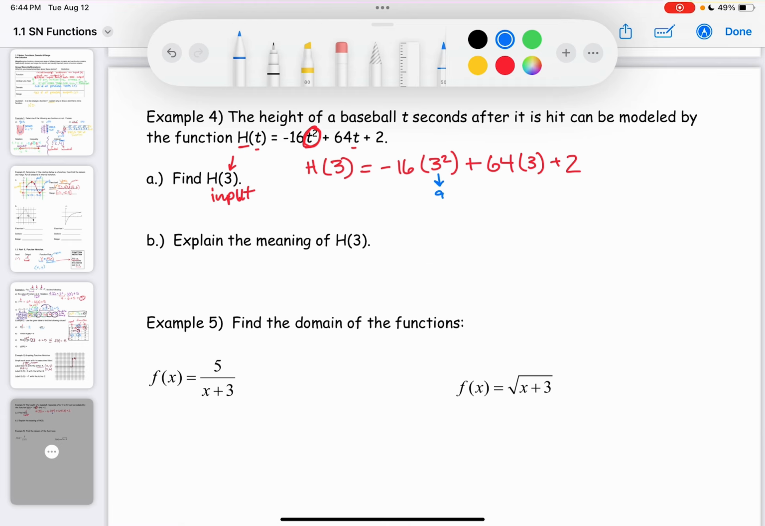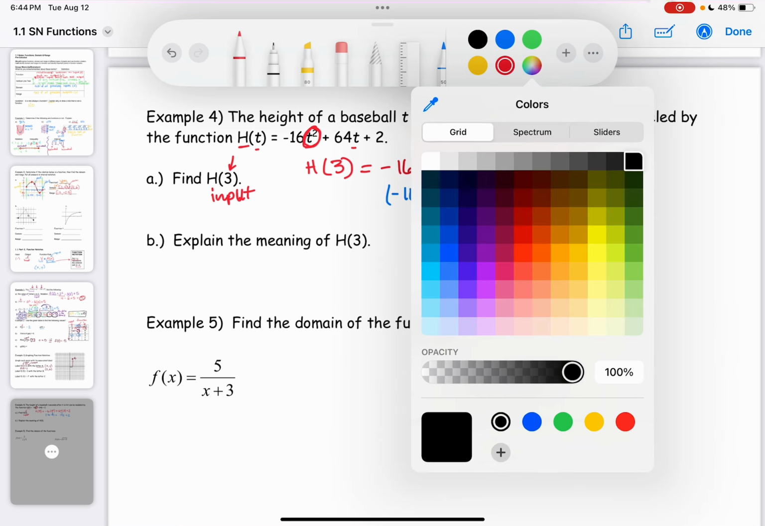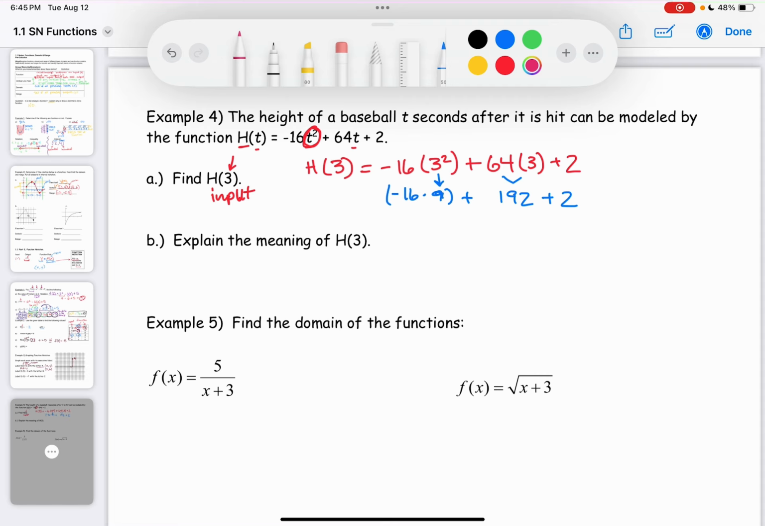3 squared is 9. Negative 16 times 9. That's my first number right there. And then I'm going to add 64 times 3. Well, 3 times 6 is 18, so that's 180 plus 12. That's 192 plus 2. So I've still got a little bit more. I'm following my order of operations here. I've still got a little more before I can combine these terms.